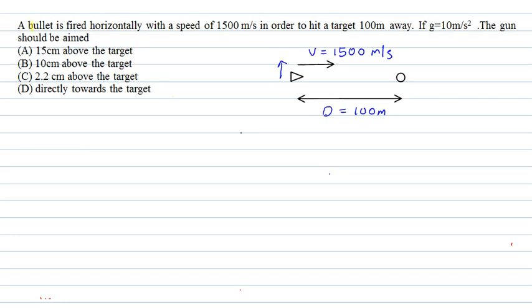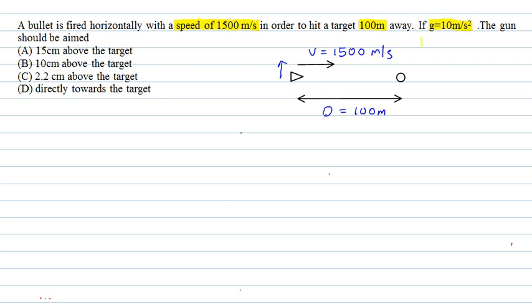In this question, a bullet is fired horizontally with a speed of 1500 meter per second in order to hit a target which is 100 meter away. And we have a value of g which is 10 meter per second square.